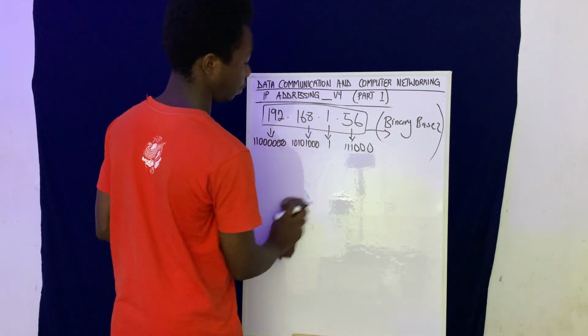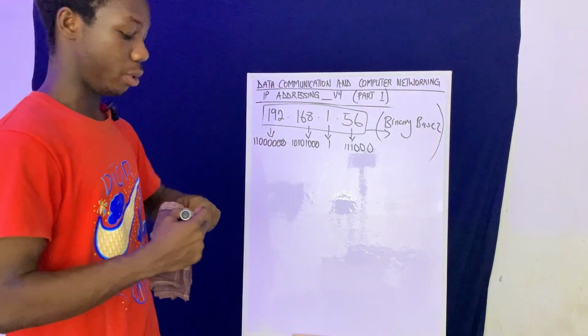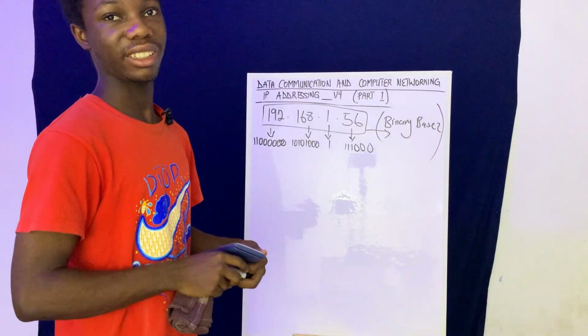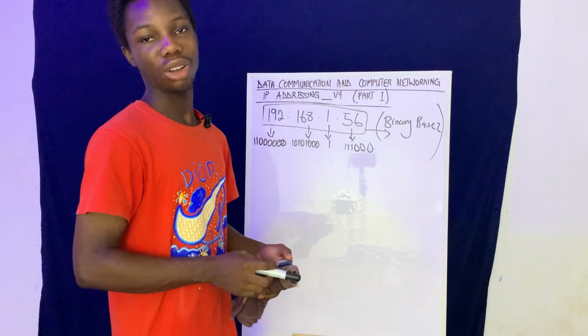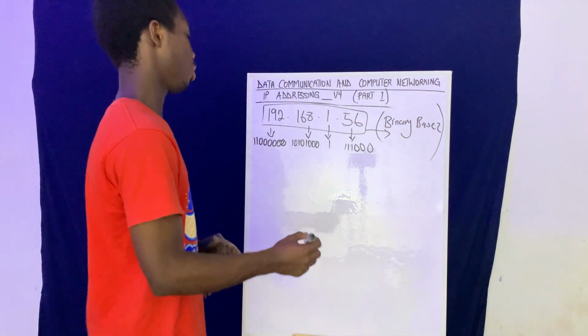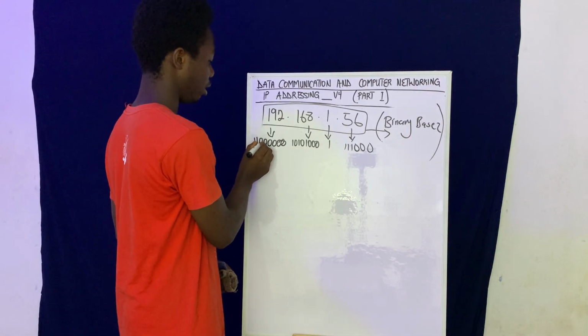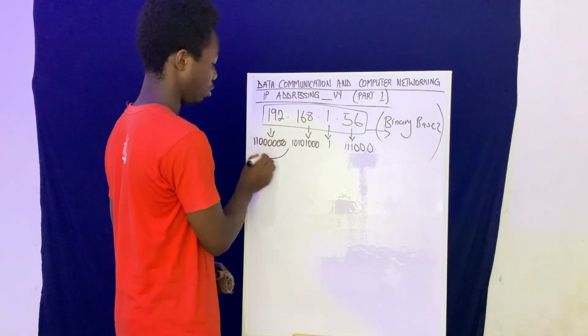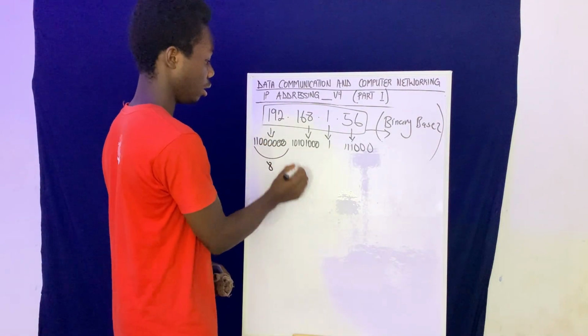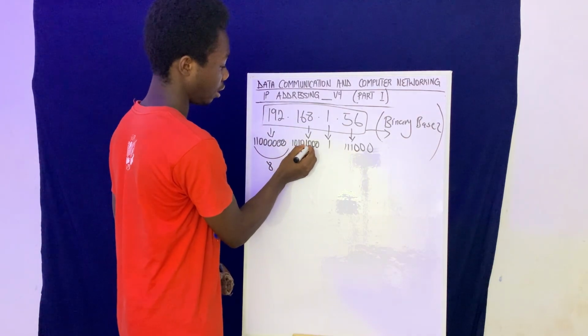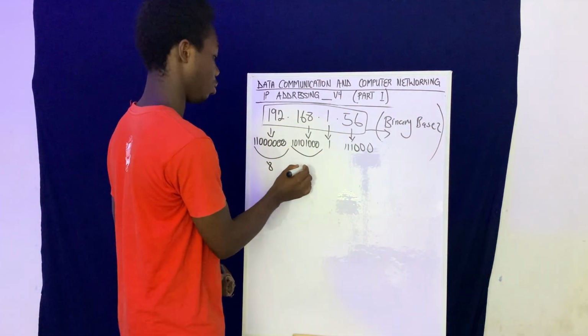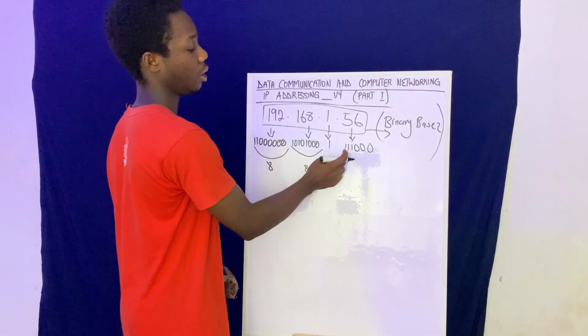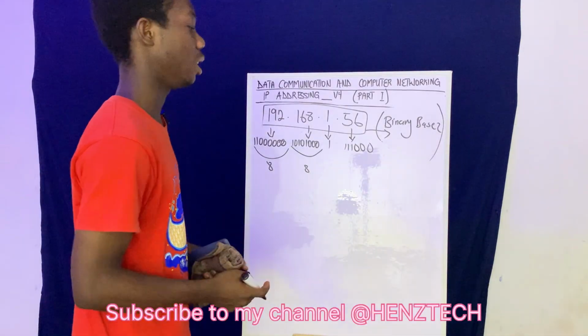So now we are supposed to get 8 figures, octets. So how do we do that? Because let's count 1, 2, 3, 4, 5, 6, 7, 8. So this is 8. 1, 2, 3, 4, 5, 6, 7, 8. So this is also 8. Now this is 1. This is 6. How do we do that?